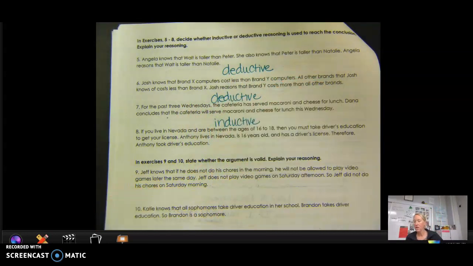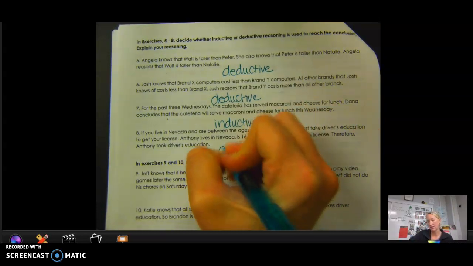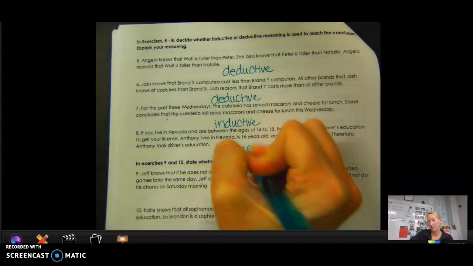reasoning. If you live in Nevada and are between the ages of 16 and 18, then you must take the driver's education to get your license. Anthony lives in Nevada and is 16 years old and has a driver's license. Therefore, Anthony took driver's education. Well, is that a pattern or is that facts and knowledge? It's facts and knowledge, so it is deductive.